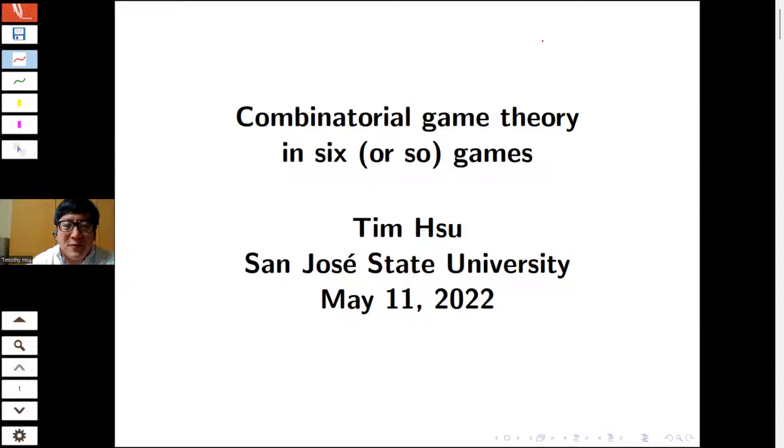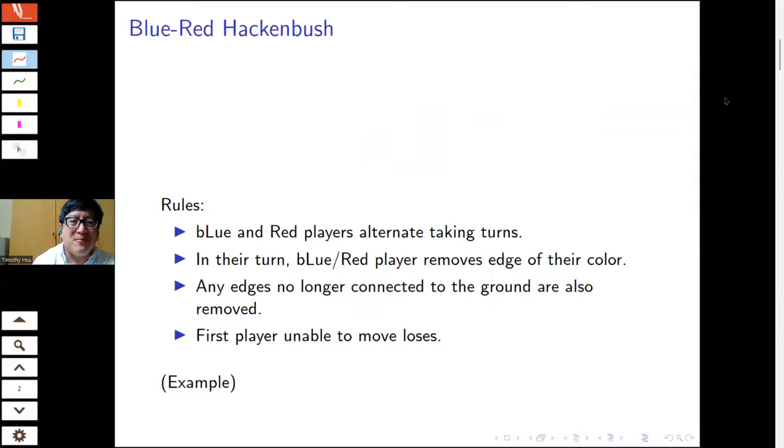And so, as promised, I'm going to give an introduction to combinatorial game theory in six or so games. Six plus or minus. Well, after I laid out the slides for this last night, it might be more like three or four, but we'll see. So without further ado, let's play something.